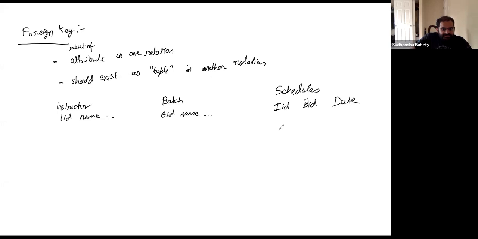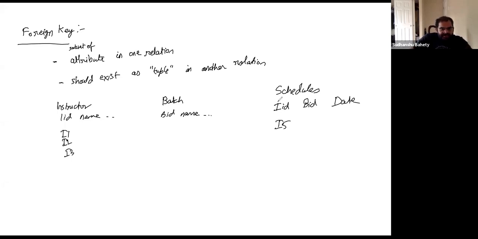So it is saying that a subset of attributes in one relation should exist as a tuple in another relation. Over here there is an instructor ID, right? So when I write instructor 5 over here, and over here it's only I1, I2, and I3, this does not make sense. What do you mean by instructor 5? There is no integrity guarantee over here.